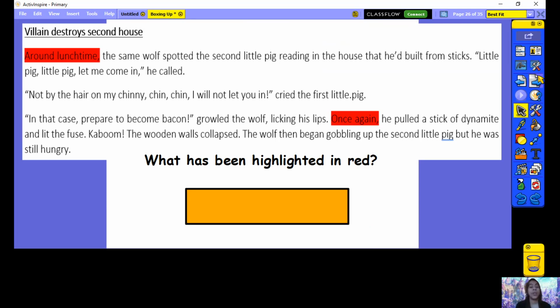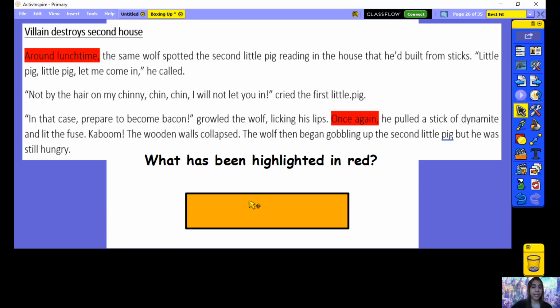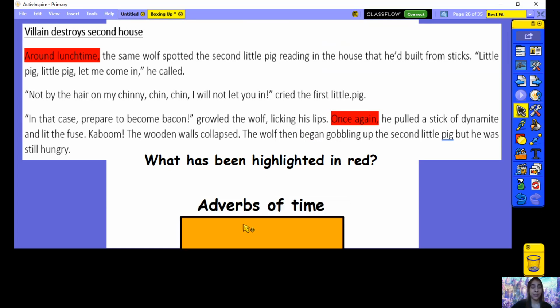I wonder if you can identify what language feature has been highlighted in red. So I've got around lunchtime with a comma. Once again, with a comma. What kind of sentence starter have I used there? Okay, let's have a drum roll. It is adverbs of time. Remember from last time when we did our diary entries, adverbs of time help to move the action along, so it's showing the passing of time.